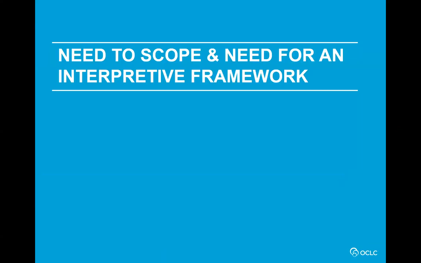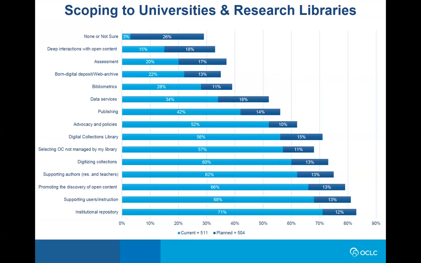Because of the richness of the data, we need also to scope and to have an interpretative framework. So scoping to universities and research libraries is an obvious choice, because that's where most of the respondents come from. And you can see here that the top activity within university libraries is the institutional repository, which is probably not a big surprise to most of you. And then comes supporting users and instruction, and then promoting the discovery of open content. There is a difference. In the Americas, in the United States in particular, promoting the discovery of open content would be top one. And in Europe and Asia Pacific, the institutional repository would be top one. So there are some regional differences here.